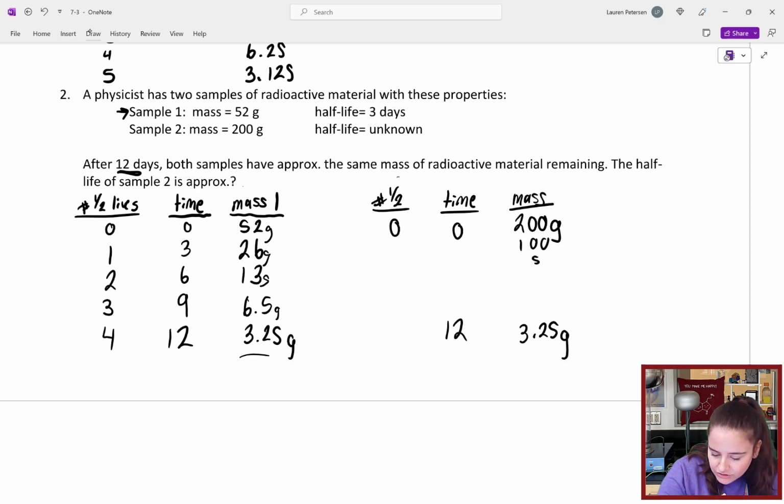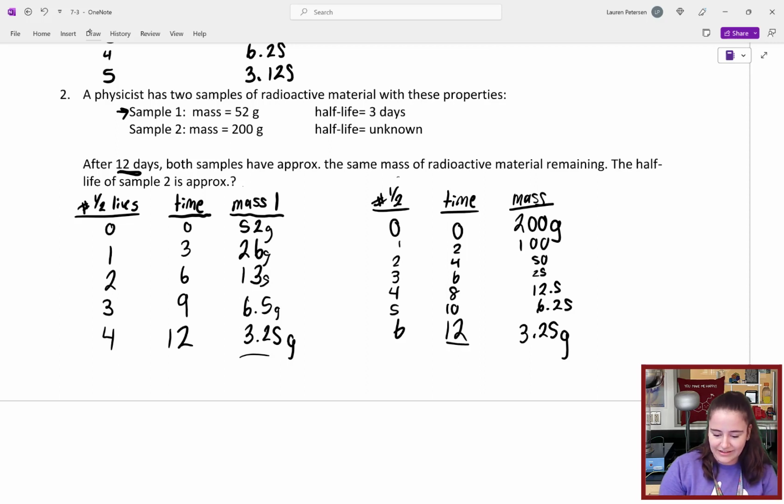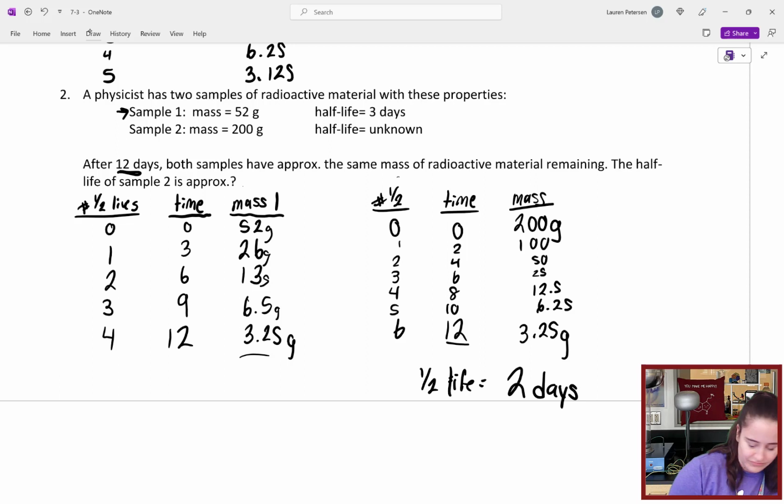So I'm just going to go 200, 100, 50, 25, 12.5, 6.25. So that is 1, 2, 3, 4, 5, 6 half-lives. So 12 days divided by 6, it must be 2, 4, 6, 8, 10, 12 days. So the half-life is approximately 2 days for that one. Wait. 1, 2, 3, 4, 5, 6.